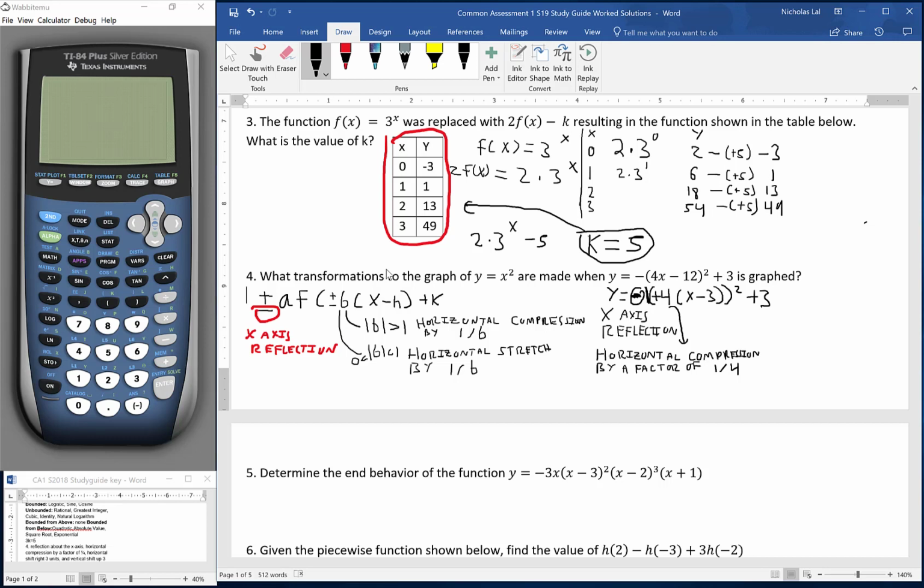Now, we're going to shift. H indicates our horizontal shift, and so we just look at x minus 3. We do the opposite when we're inside the parentheses, so that's going to be a shift right 3. And outside of the parentheses, that is a shift up 3.